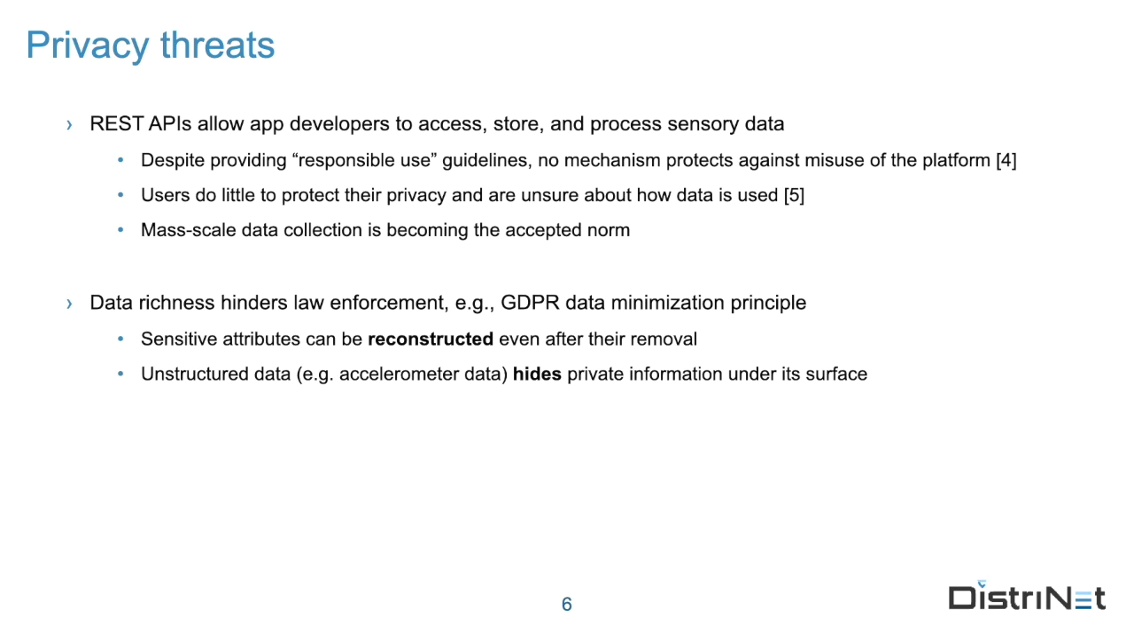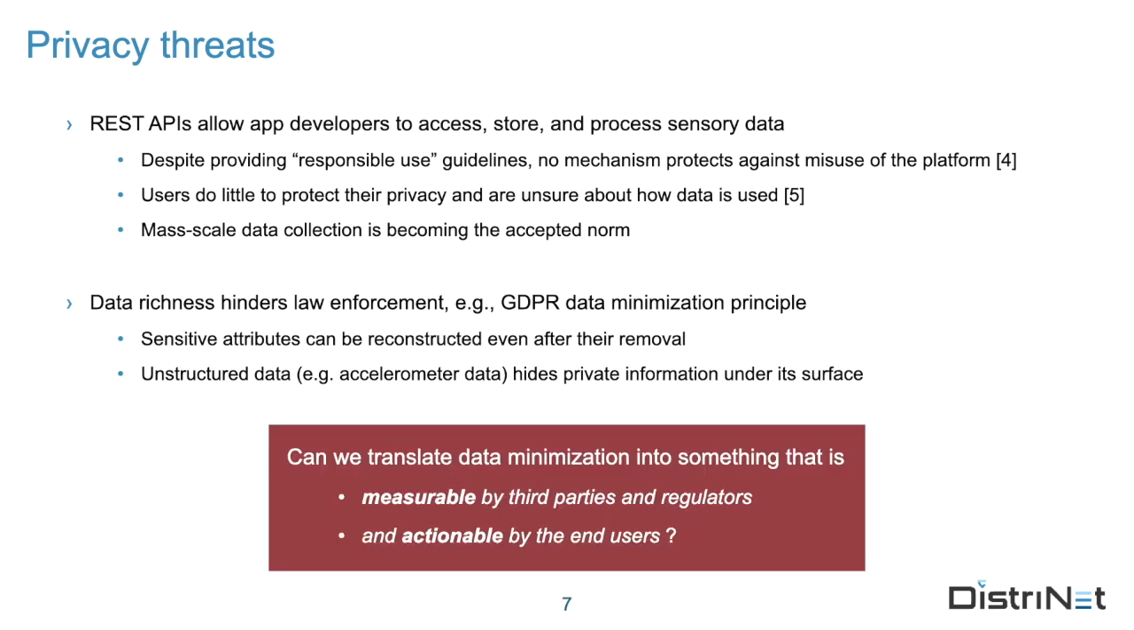Law enforcement is our way of defending against these threats. However, the richness in sensory data makes it really hard to understand what is needed for our task and how to exclude what we deem as sensitive and not strictly necessary. We can infer sensitive attributes in structured and unstructured datasets, even though we cannot actually see them. So we need privacy-enhancing technologies that translate principles like data minimization and purpose limitation into objective measures for regulators and tools for the end users.